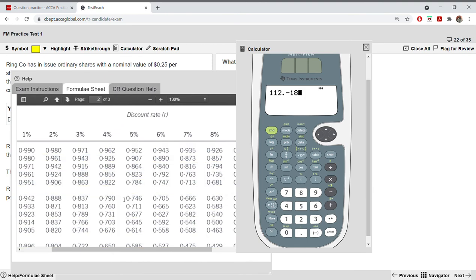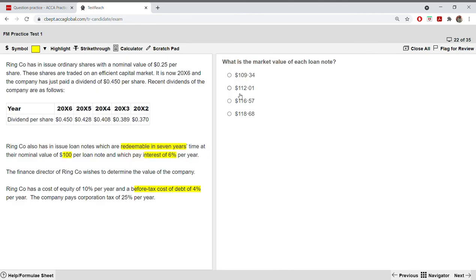So this is the amount. 112.018. This is the amount I'm getting manually. And if you see the value here, 100.018. So it will be this.